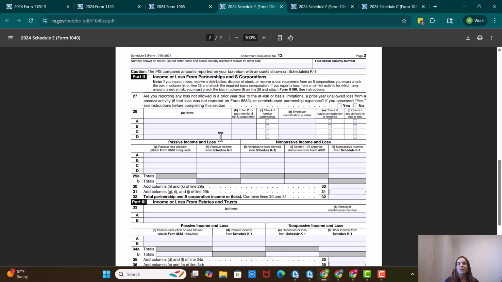Then we have this weird hybrid that you have to elect into, which is an S corporation. And there's no business that is by default taxed as an S corporation. It's an election that you make at the federal level. And it has kind of a hybrid tax treatment between a C corporation and either a partnership or a sole proprietorship. Those are the 4 different types of tax treatments.